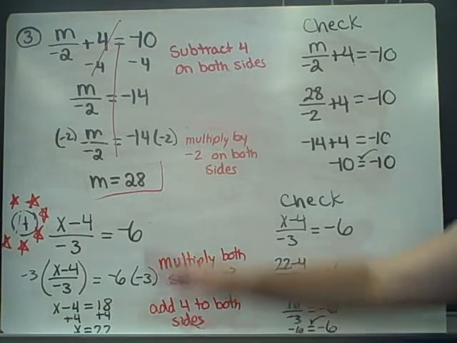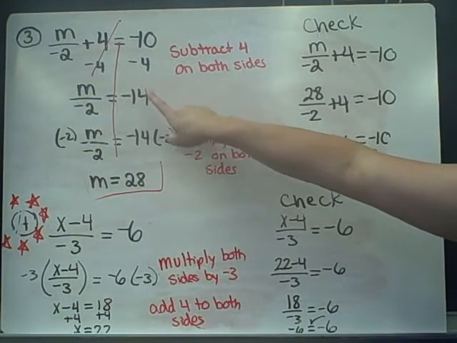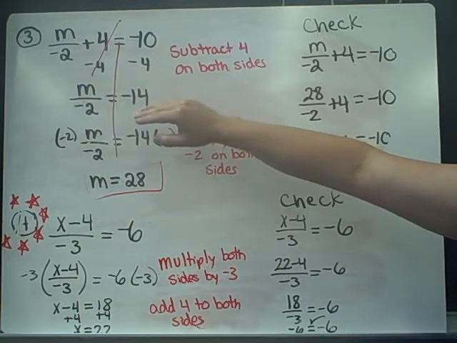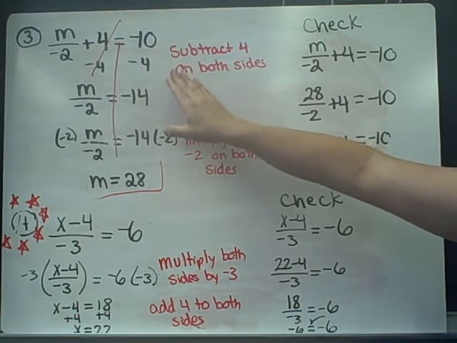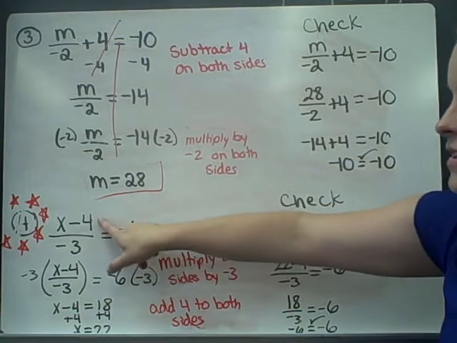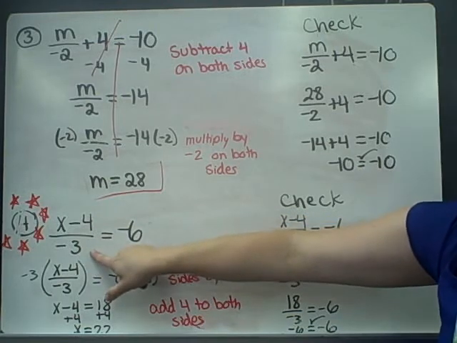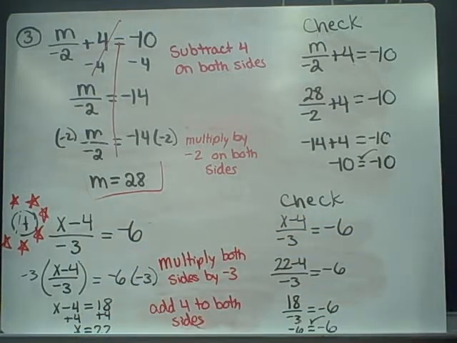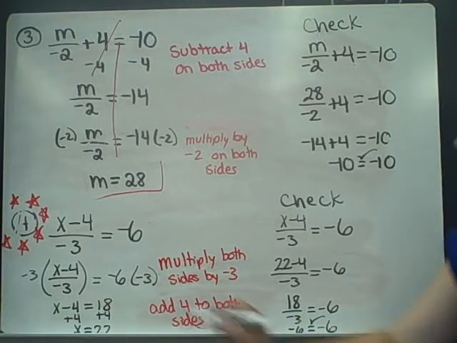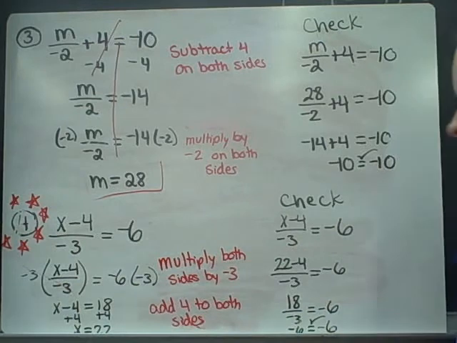But notice the difference between 3 and 4. On number 3, it was just m divided by negative 2, and then the 4 was off by itself. In number 4, it's the entire thing divided by a negative 3. So we're going to multiply by negative 3 to get rid of the fraction. These would equal 1, so they cancel out, and I would just end up with x minus 4 equaling 18. So to get x by itself, I would add 4 to both sides, and I would get x equals 22.